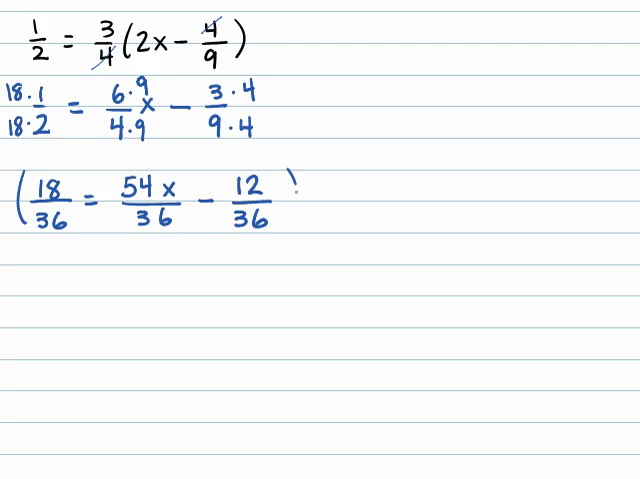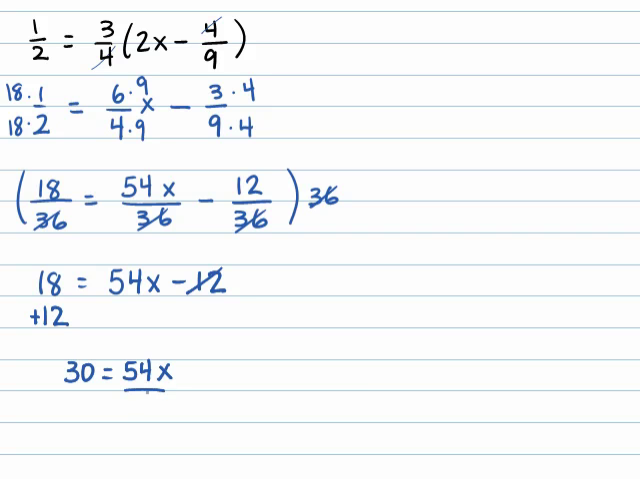I will now multiply everything by 36 and the denominators will simplify. The equation is 18 equals 54x minus 12. I will add 12 to both sides. 30 equals 54x, and I will divide by 54. X is 30 divided by 54, or if I had simplified originally the 3 ninths to 1/3, I would have found this in simplest form, 5 over 9.